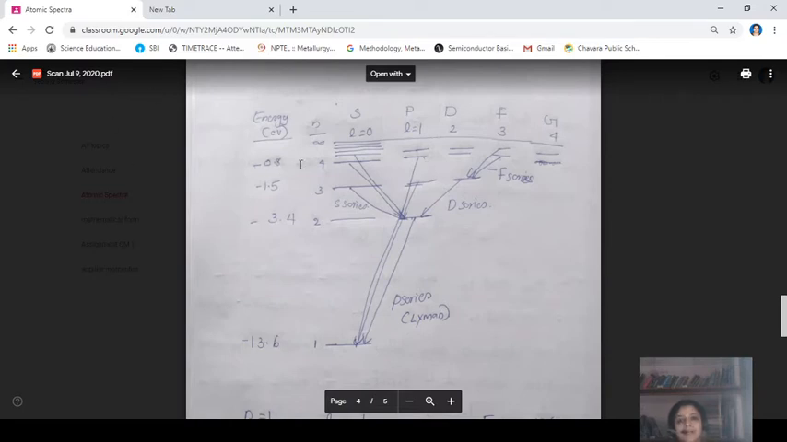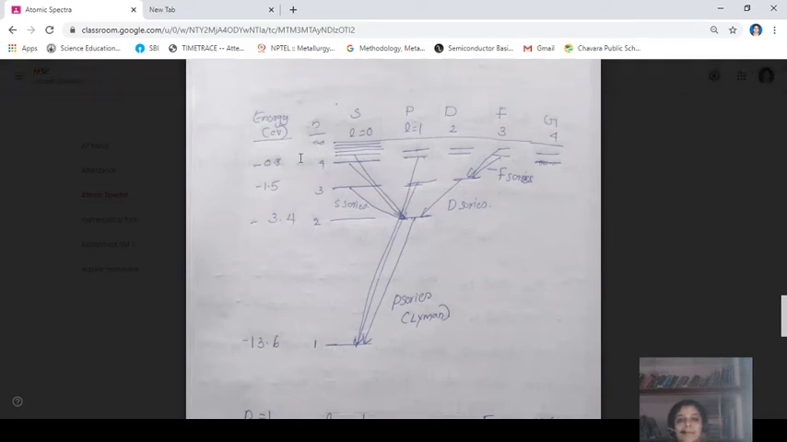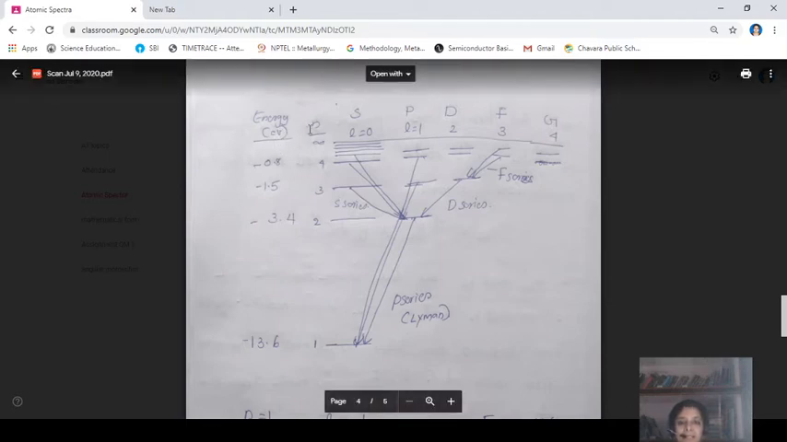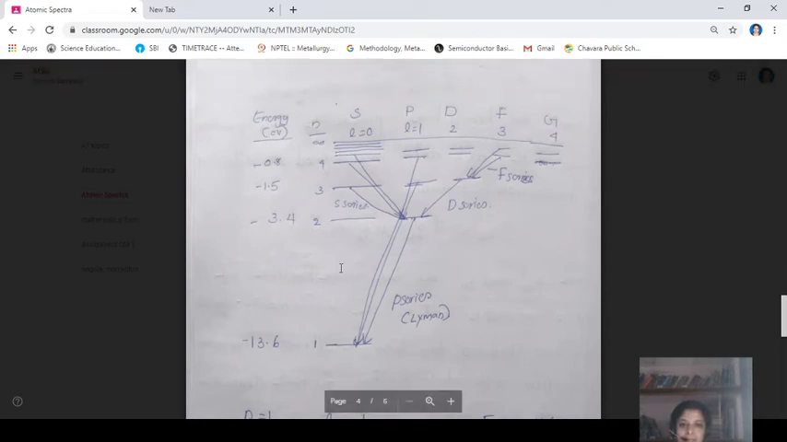Then again, if you increase the value of n up to infinity, the energy will be almost 0, and this is considered the series limit. Now you can see the difference in energy gaps between various levels.